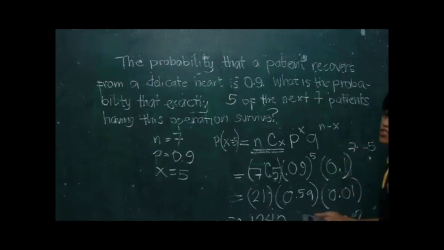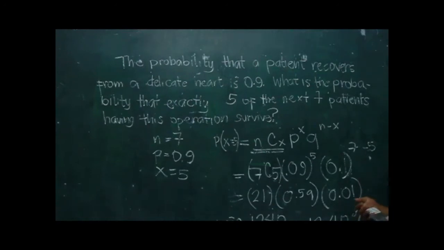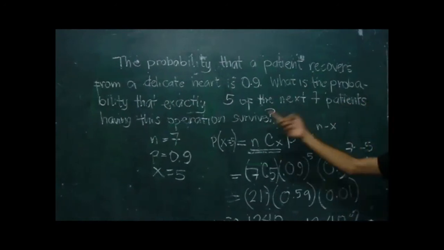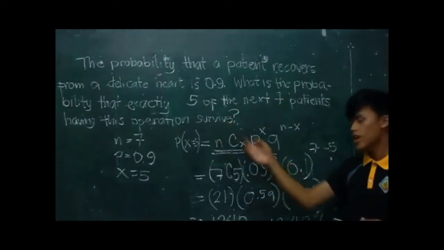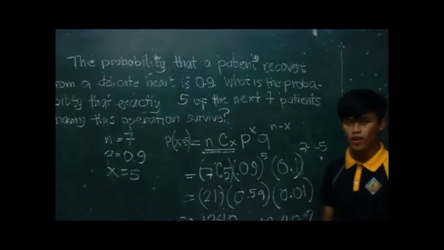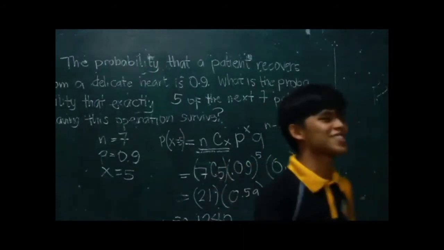So our final answer leads us to 0.1240, or equal to 12.40%. So our answer would be the probability that exactly 5 of the next 7 patients having this operation survive is 12.40%. That's all, and stay tuned for the next example.